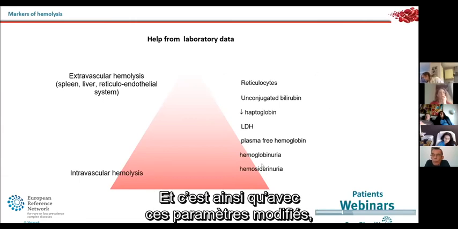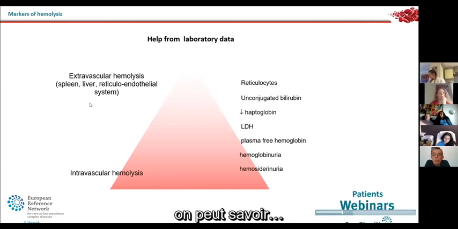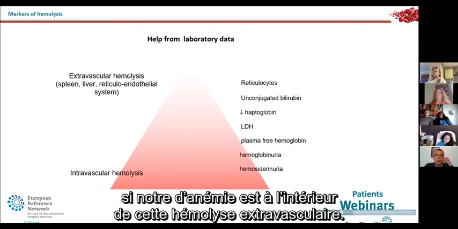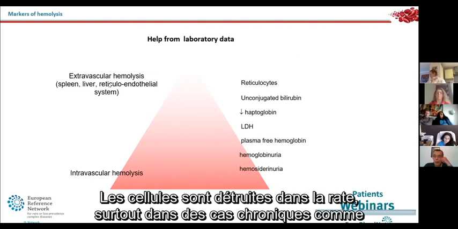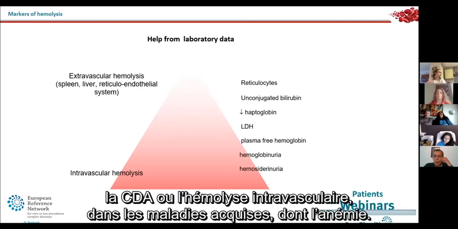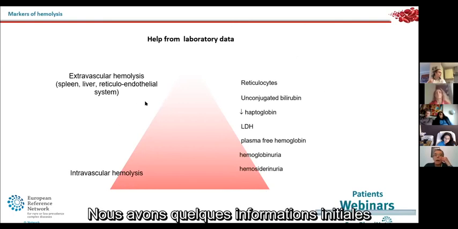And from how these parameters are altered, we can know if our kind of anemia is extravascular, so the cells are destroyed in the spleen, in particular in chronic conditions like CDA, or is intravascular hemolysis like in acquired hemolytic anemias. And so we have some initial information.